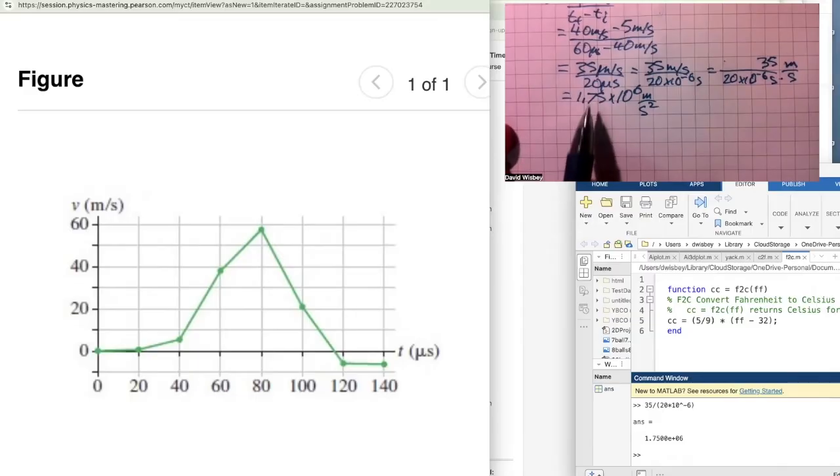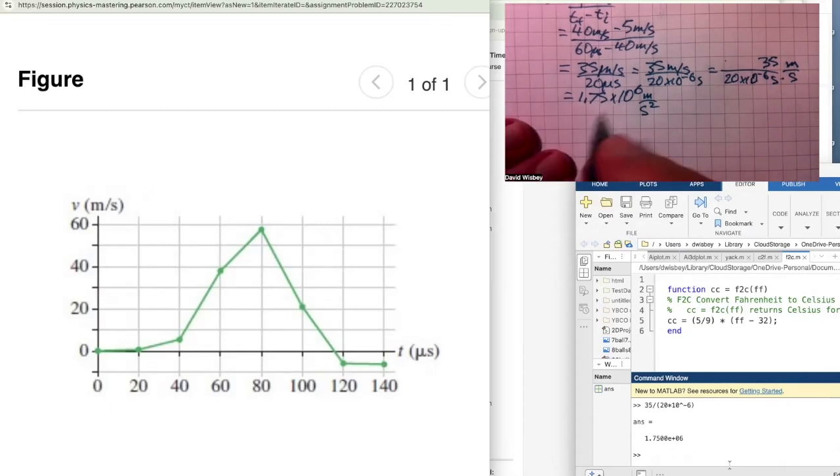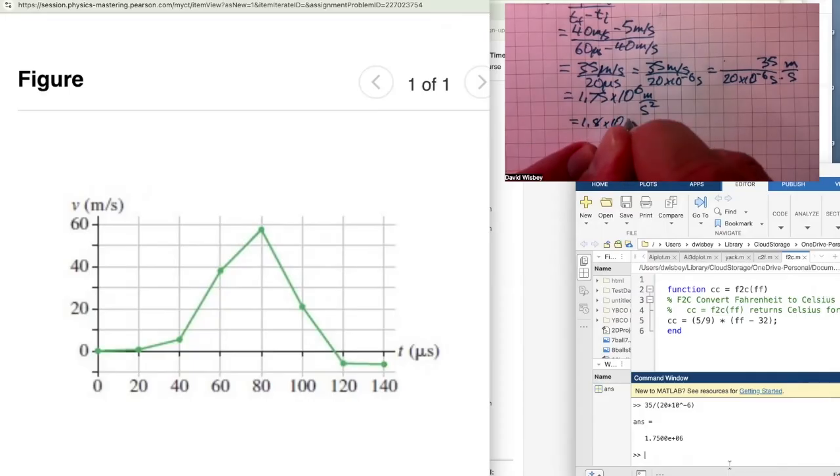I recall that in the plot, each value only has two significant digits. So I'm going to round this off to 1.8 times 10 to the 6 meters per second squared. And that is really fast.